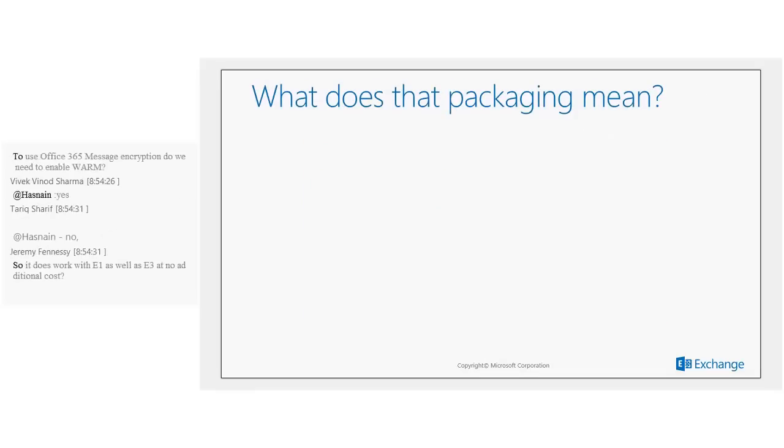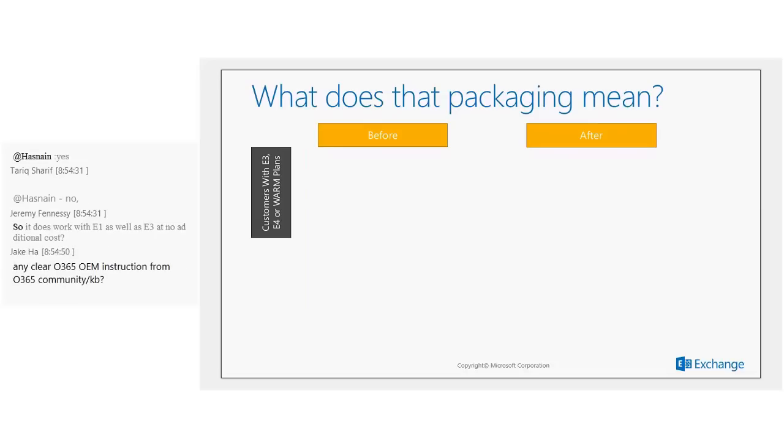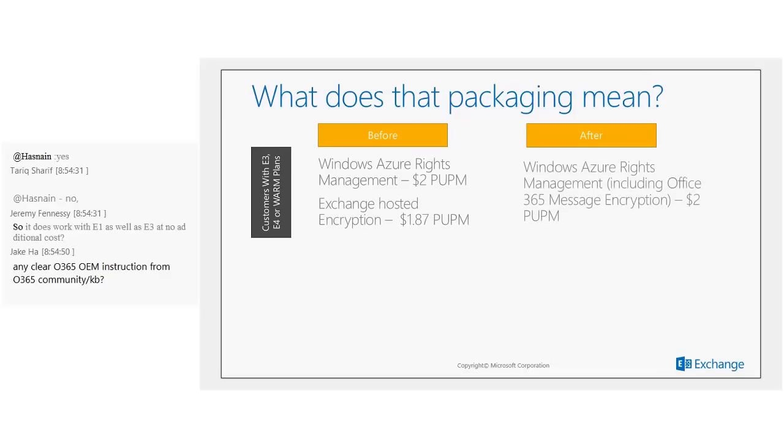All right, so what does this packaging mean? And here's a before and after if you're aware of EHE, or even if you're not. I think the slides help you get that picture of what was happening earlier and what's going to happen going forward. So for the customers who were already on the E3 plan or E4, or had a subscription to Windows Azure Rights Management, they were paying the standard $2 SKU for Windows Azure Rights Management, and they were paying another $1.87 for Exchange Hosted Encryption.